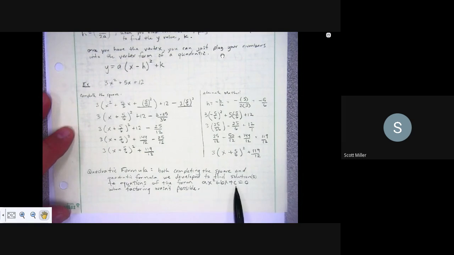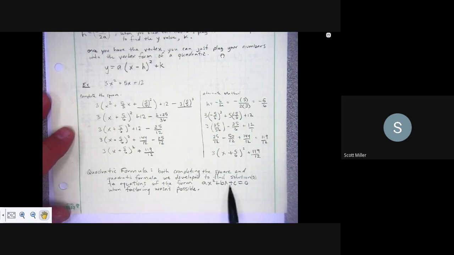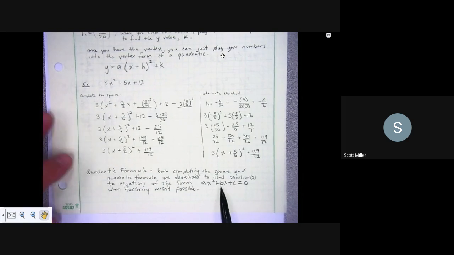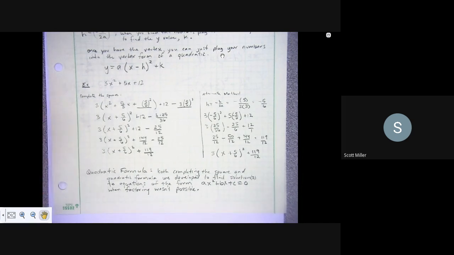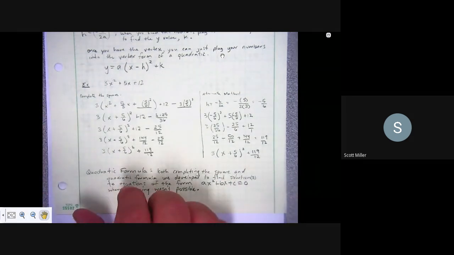Ax squared plus bx plus c. It has to be in general form, or in this case, the equation format. And we usually do this if we can't factor. Let me show you how the quadratic formula lays out. I'm not going to rewrite it. I'll just show it to you.